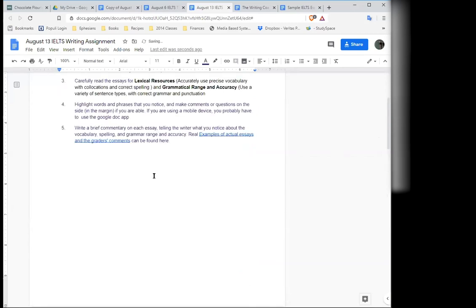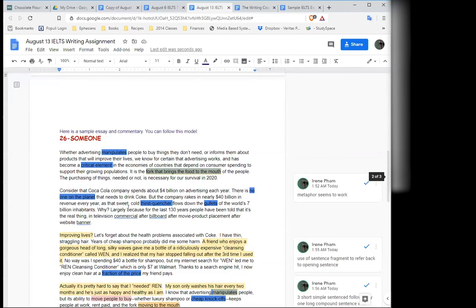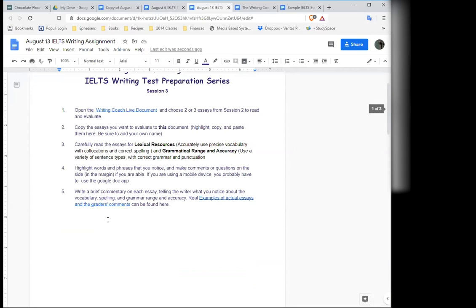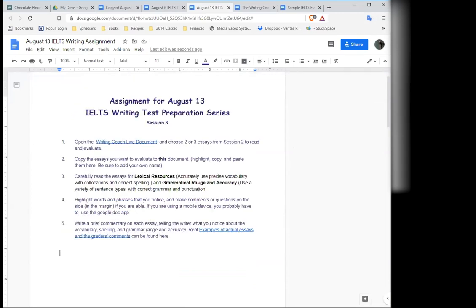Everybody's just gonna paste your work right here on this page here, okay? And this is the document that we will work from next week. So instead of writing an essay this week, you're going to write an evaluation. You're going to study the grammar and vocabulary.